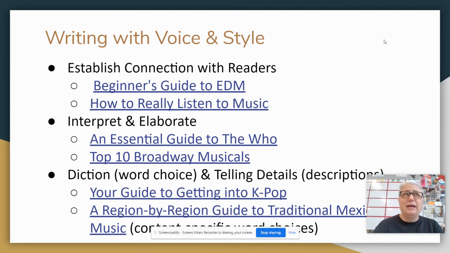It's kind of like a fingerprint, right? It's something that is unique to you. And as readers read more of your work, they expect to see that fingerprint that reflects who you are in your writing. Here are three ways to do that.